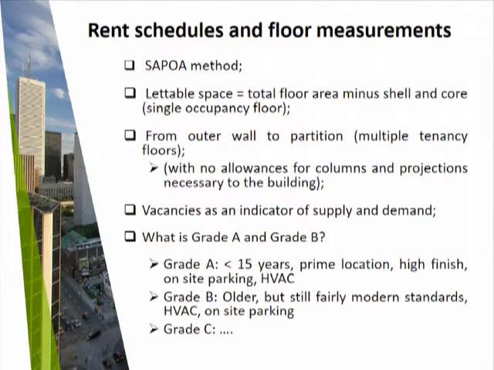Another aspect you must be aware of is the difference between grade A, B and C buildings. Grade A is typically the best quality building, not older than 15 years, in a prime location, with high finishes, on-site parking, advanced heating, ventilation and air conditioning systems, and well supplied with IT systems. A grade B building would be older but still satisfying modern standards, also with on-site parking, also with air conditioning.